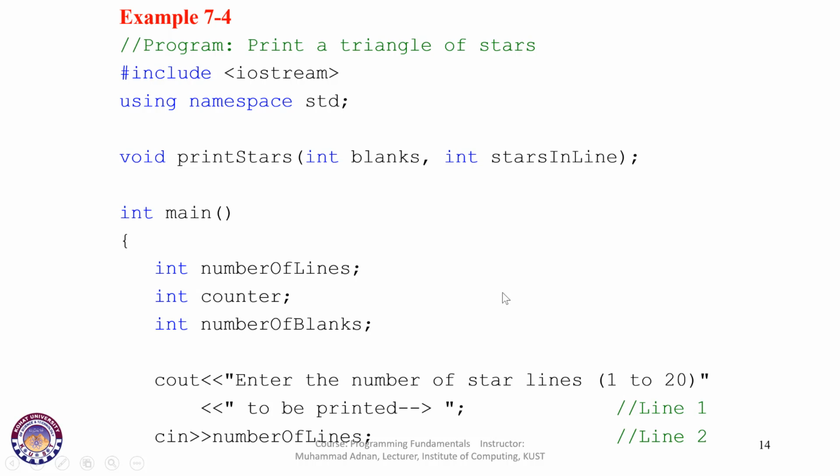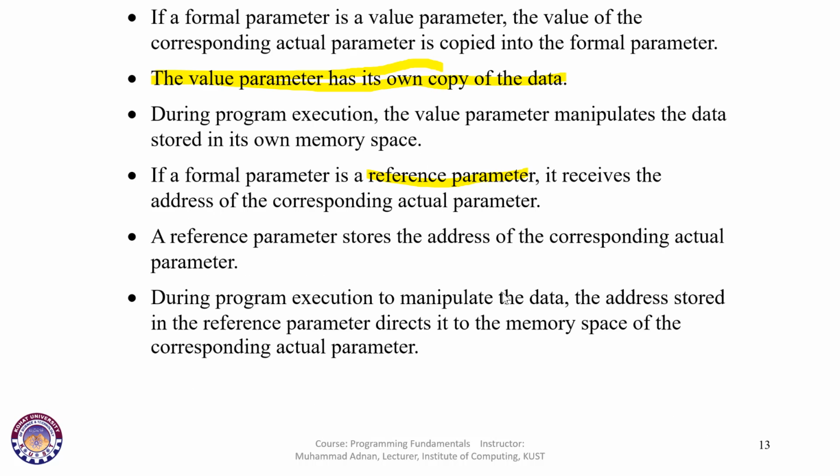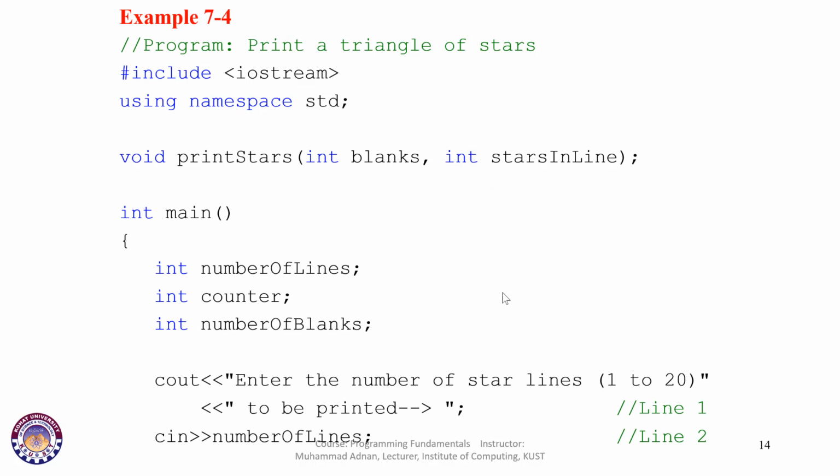So this program prints a triangle of stars. In the previous case I gave you an example, but this is how it works. First we have a function prototype called void print star. It accepts two values, and these are value parameters. They are not reference variables, so they only accept the values. The first one is int blank, and the second one is int stars in line.